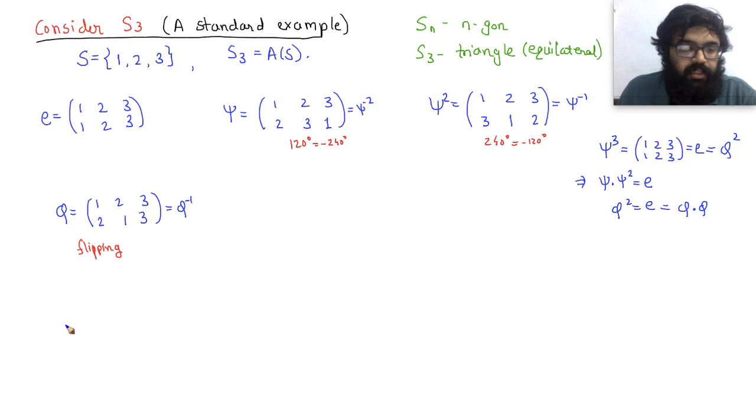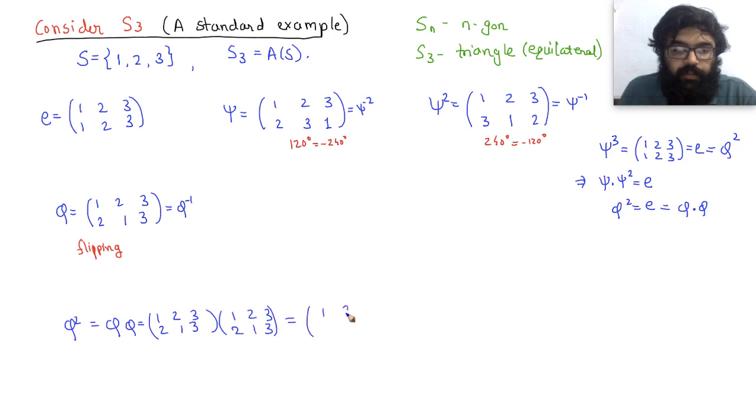And we can also check this phi square. What is phi square? Phi into phi. So how do we check? We write 1 2 3, and phi is 2 1 3. Again the same element, phi into phi. So 1 2 3 and phi gives 2 1 3. And now check this. 1 goes to 2, 2 goes to 1, so 1 goes to 1. Then 2 goes to 1, 1 goes to 2, so 2 goes to 2. Now 3 goes to 3 here, 3 goes to 3, so 3 goes to 3. You can see this is nothing but identity.